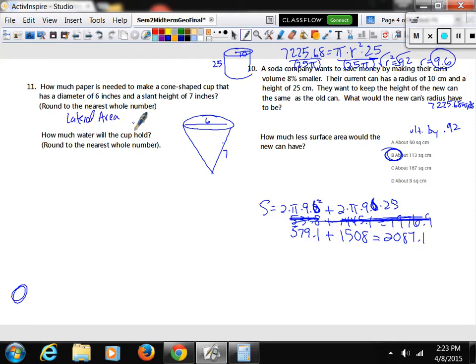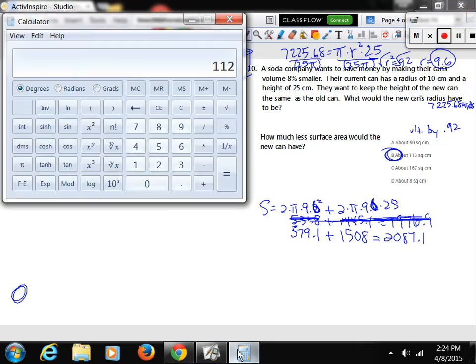And in your notes, the lateral area for a cone was just pi RL. Pi times radius times slant height. So for this picture, the radius is 3. So it's going to be pi times 3 times 7. And you just put that in your calculator. Pi times 3 times 7.